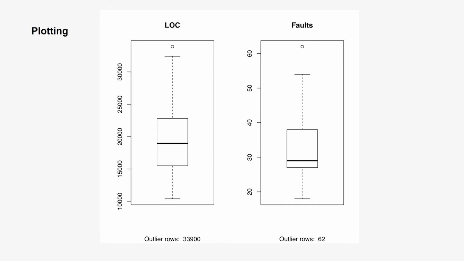So, what do the box plots tell us? Well, there are two data points that could be considered outliers. For LOC, it's the value 33,900. That seems to be very high. For faults, it's the value 62, which also seems to be very high compared to the other values. I calculated this by looking for data points that are outside 1.5 times the interquartile range, or 1.5 times IQR. The IQR is, in its turn, the distance between the 25th percentile and the 75th percentile values.